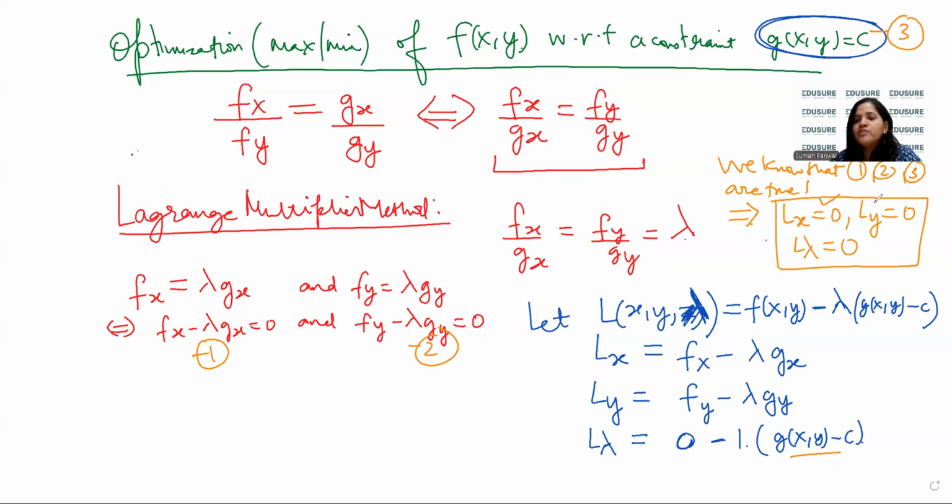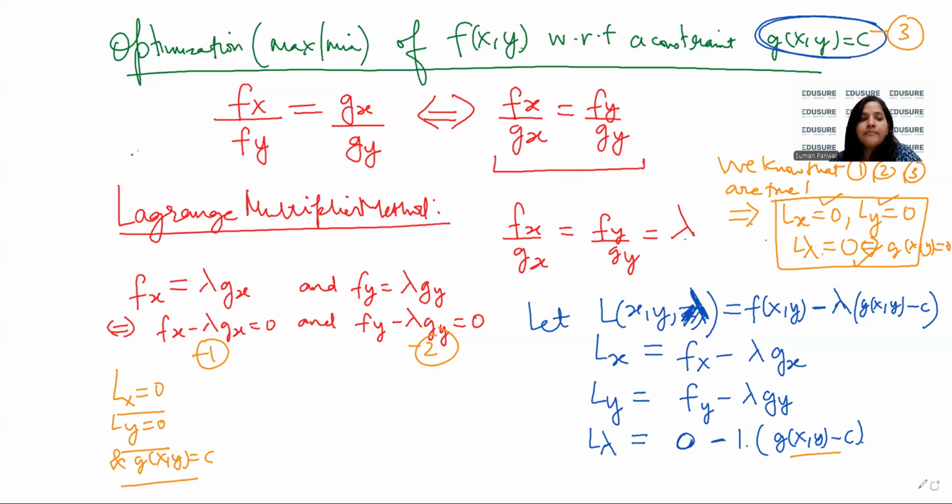Now, therefore, we will be solving these two equations along with this equation to find the point of optimization, maxima or minima. L lambda equals 0 is equivalent to g(x,y) equals c. So we can say that we solve Lx equals 0, Ly equals 0, and g(x,y) equals c to find the point of maxima or minima.